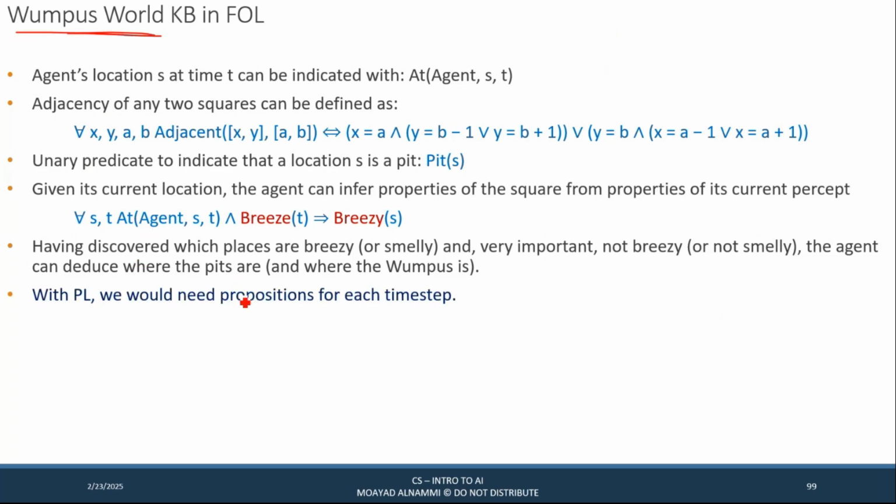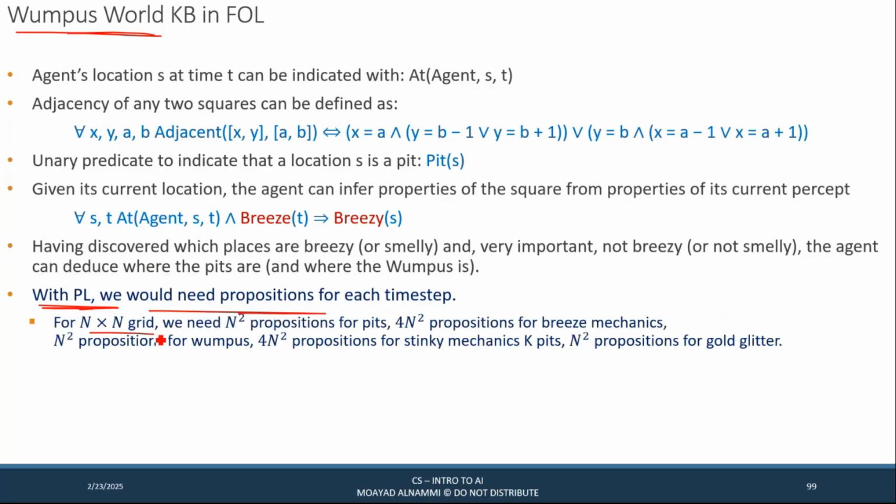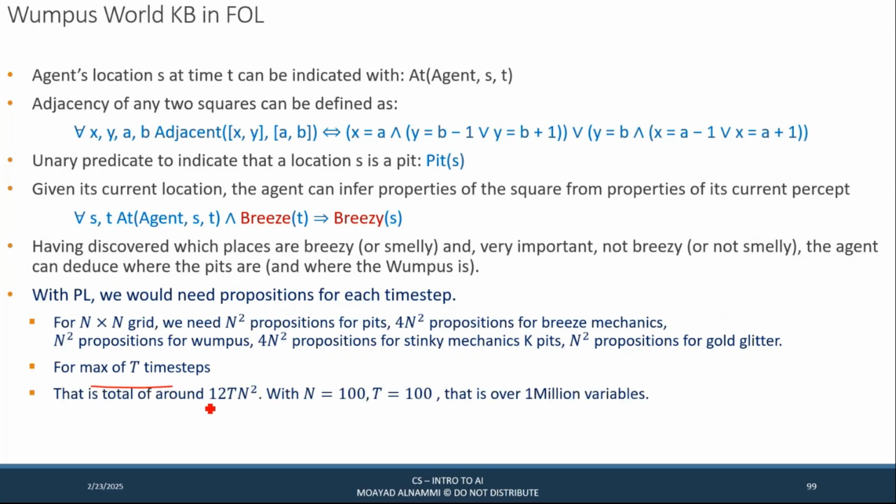If we wanted to represent the Wumpus world in propositional logic fully, we have an n by n grid: n squared propositions for the pits, 4n squared propositions for the breeze mechanics, n squared propositions for the Wumpus, 4n squared propositions for the Wumpus stink mechanic, and n squared propositions for the gold glitter. So for a max of t time steps, you're looking at 12t n squared.